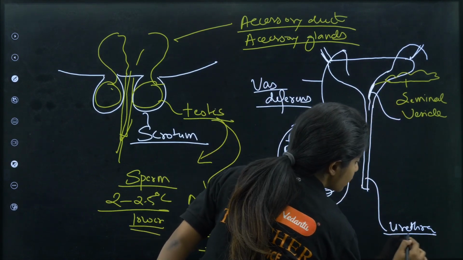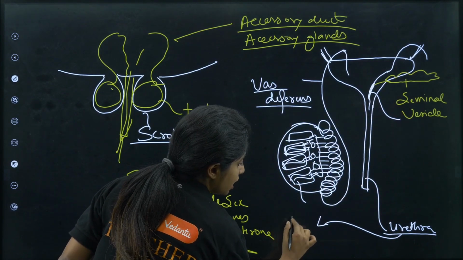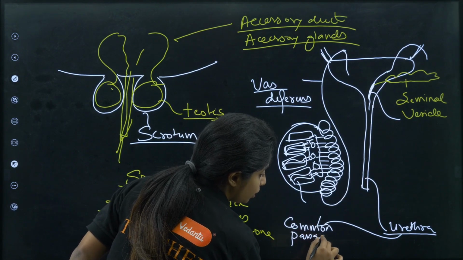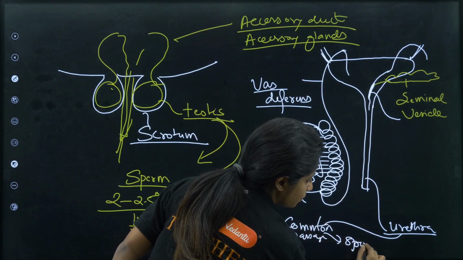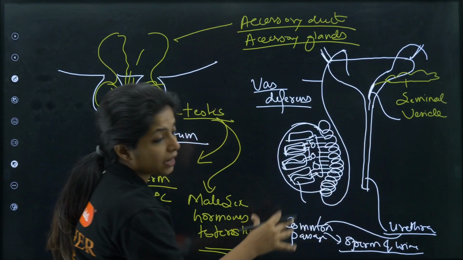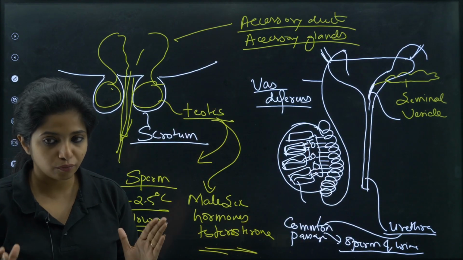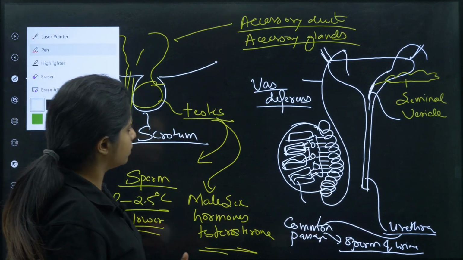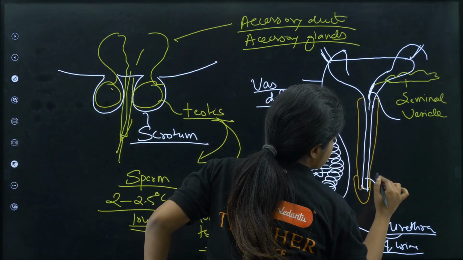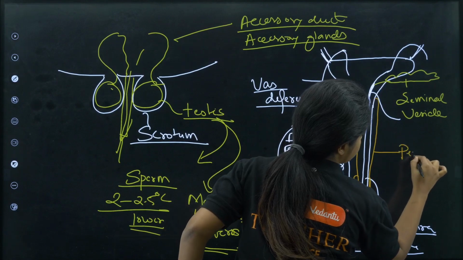So can I say urethra is going to act as a common passage between sperm and urine? So urine and sperm are being carried through the same thing, that is urethra in the case of male. Now this whole structure which is being formed over here, this thing that you know is known as what? Penis.